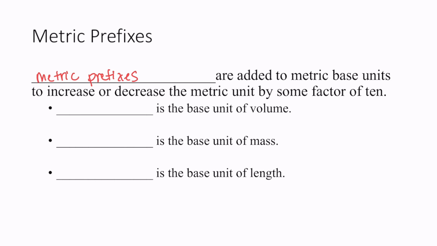So when using the metric system, the liter, which is given the symbol capital L, is the base unit of volume. And volume is the amount of space an object occupies. The gram is the base unit for mass. And mass is just the amount of matter something has. And then finally, the meter is the base unit of length, and it is given the symbol.